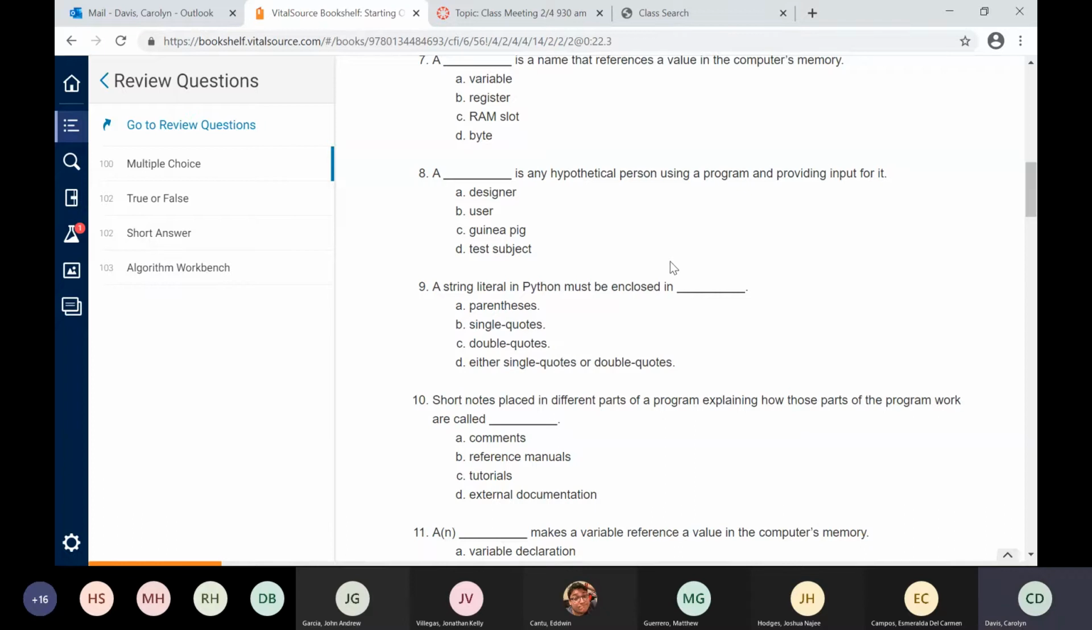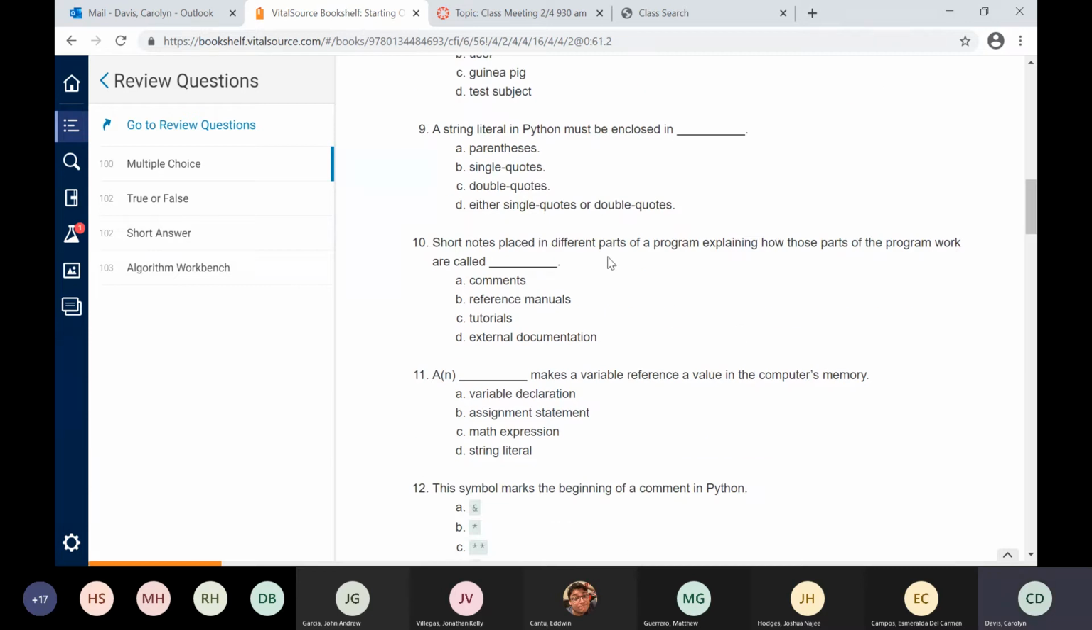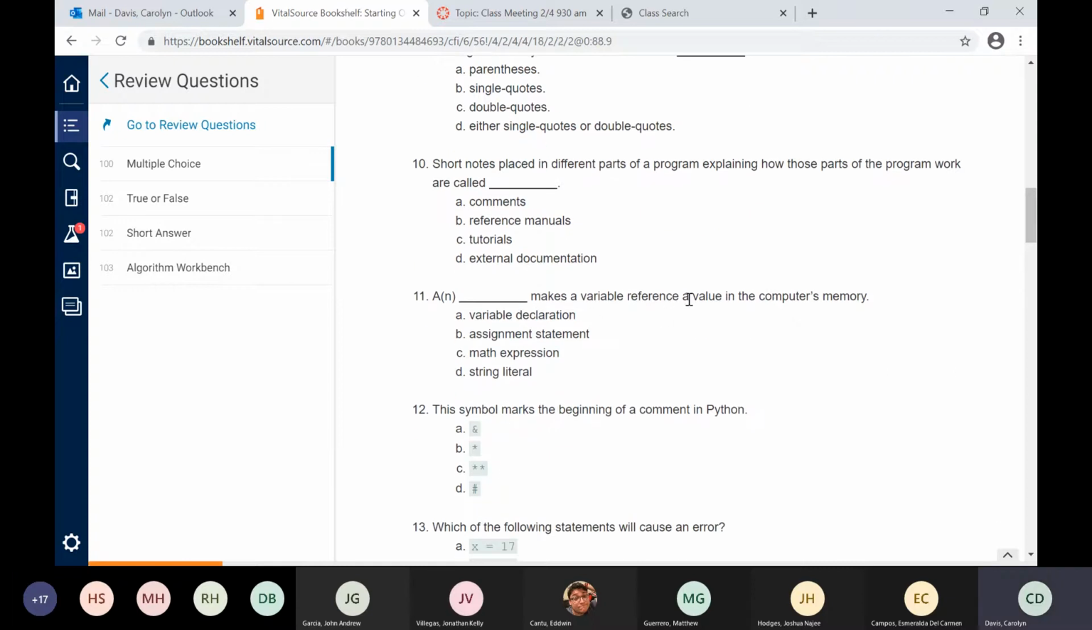You do not have to know 8. Number 9. A string literal in Python must be enclosed in parentheses, single quotes, double quotes, either single quotes or double quotes. D. 10. Short notes placed in different parts of a program, explaining how it works. Comments. A.